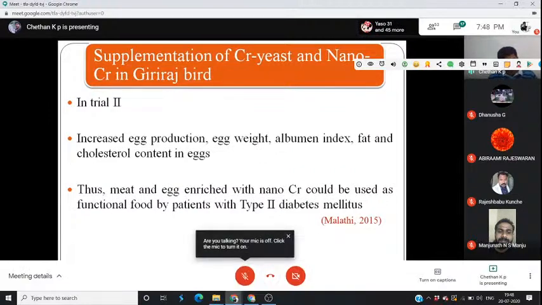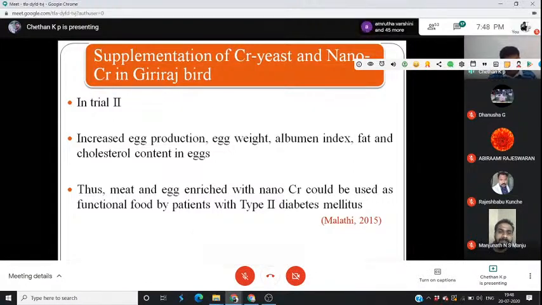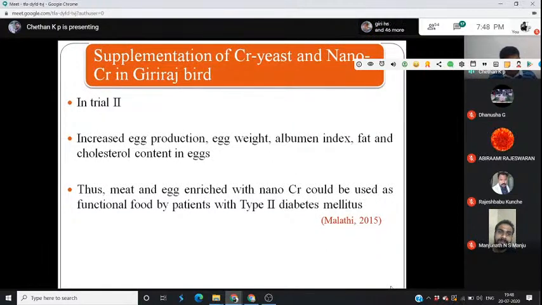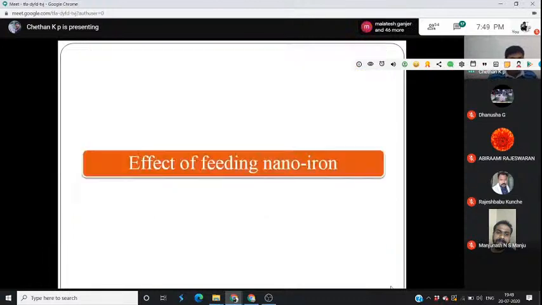In trial 2, the same person carried out supplementation of chromium yeast and nanochromium in Giriraja birds and found increased egg production, egg weight, albumin index, and reduced fat and cholesterol content in the eggs. Thus, meat and eggs were enriched with nanochromium, and this can be used as functional food by patients with type 2 diabetes. As you know, chromium enhances the performance of insulin. It is also called glucose tolerance factor. So the meat enriched with chromium can be used by type 2 diabetes patients.